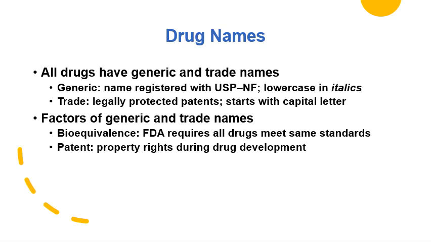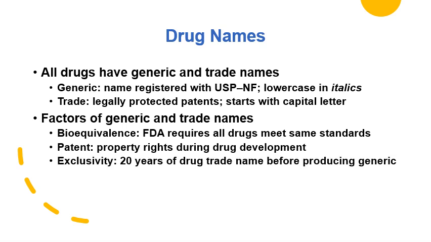So what the patent basically does: when a company comes up with a drug, they get a patent. They basically get property rights during the development of the drug. And what ends up happening is there's exclusivity. For 20 years, a drug has to have the trade name before producing a generic. What that basically does is prevent generic drugs from being put out right away. So initially, when a drug comes out, it's only available via the trade name, and then after the 20 years, the exclusivity has expired, and the drug can be available via generic.